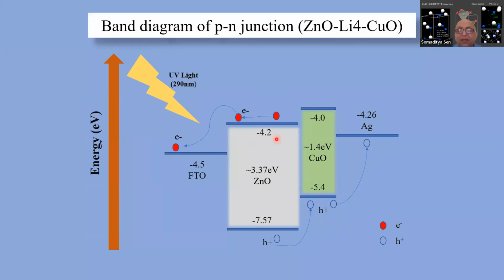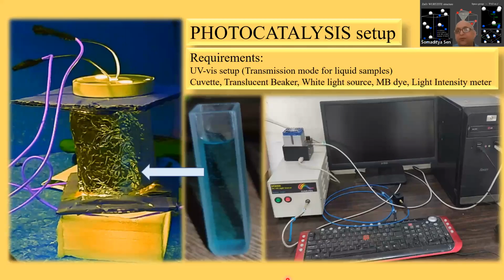If you look at the band gap, this is the band gap of zinc oxide, this is the band gap of copper oxide. So when you excite the electrons, a hole and an electron are created. Immediately the electron can be transported from here and the hole can be transported. And we get current.